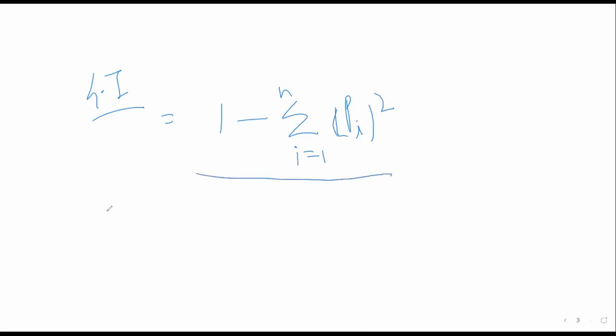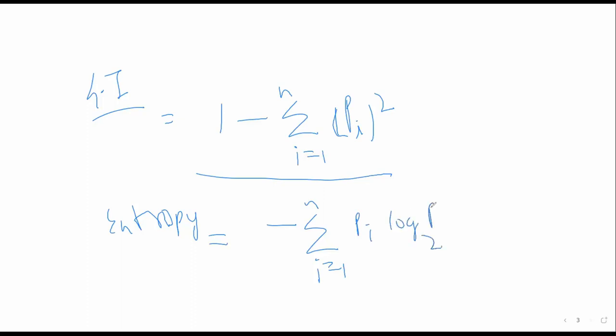And in the formula of entropy, we use a log. So if you want to avoid the log in the computation, you can just use the Gini index. I think the formula is minus summation i equal to 1 till n of p_i times log base 2 of p_i. This is the formula of entropy.